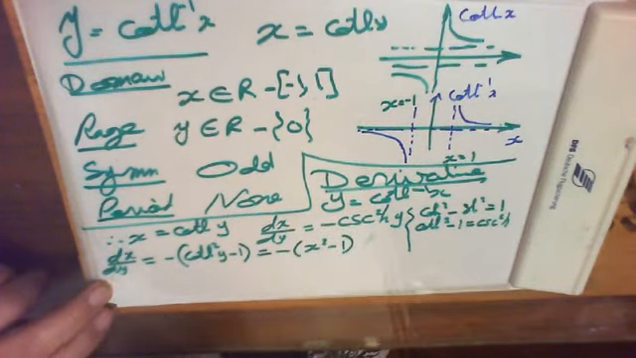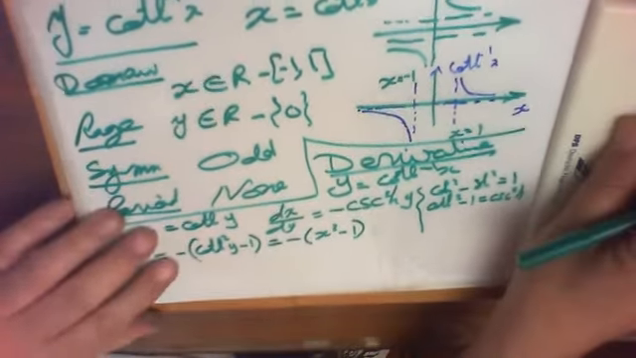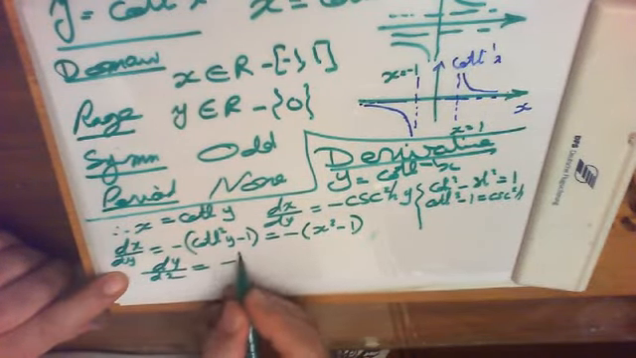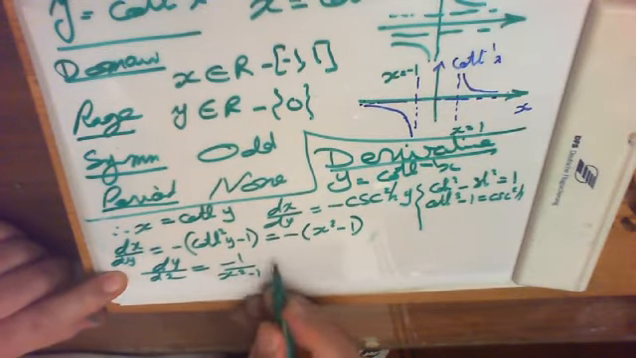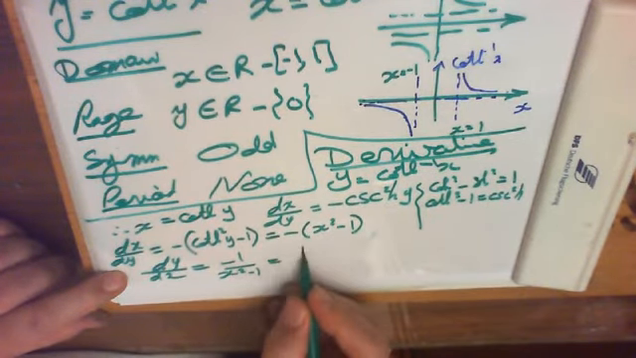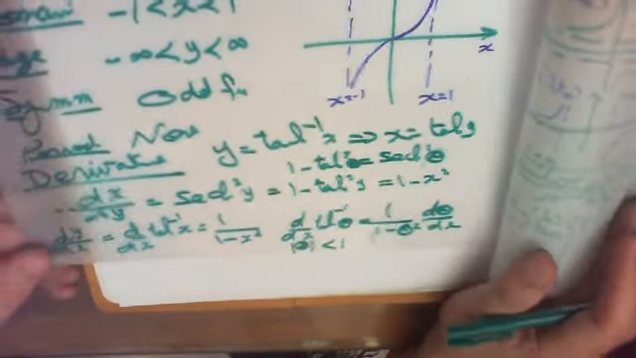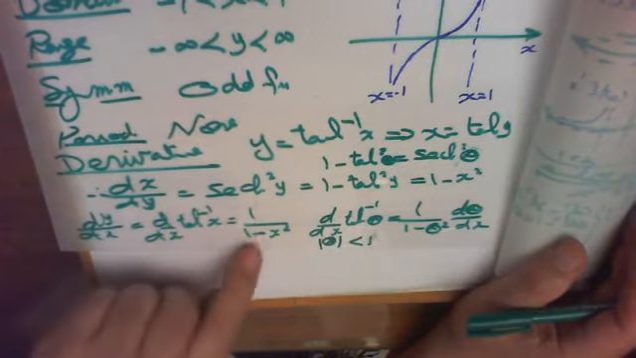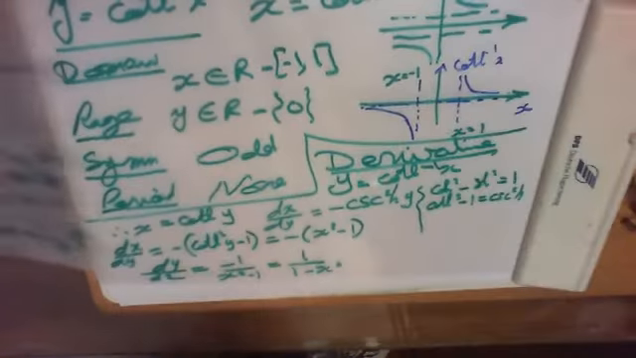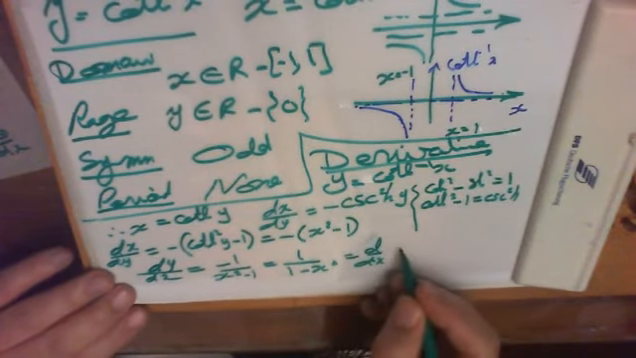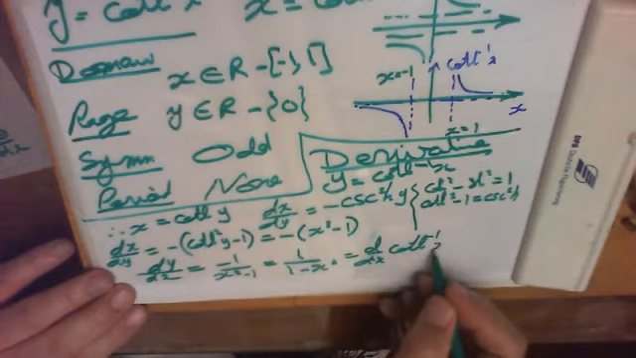So dy by dx equals minus 1 over x squared minus 1, or in other words, someone may say 1 over 1 minus x squared. Take care. Few seconds ago, we proved that dy by dx equals 1 over 1 minus x squared. Now, dy by dx for coth minus 1 is the same. No, it is not the same.